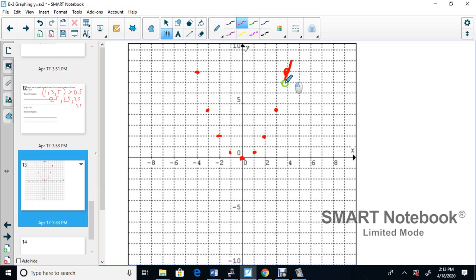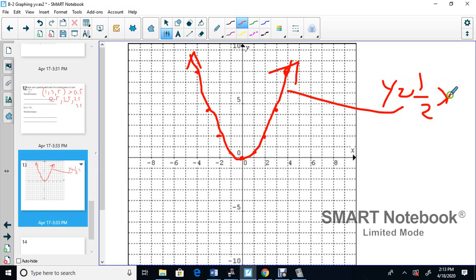Let me try to connect these points with a nice curve as best as I can. I'm coming down here, connecting, and coming up as best as I can. And I put my arrows on the end. And let's label it over here. Y equals half x squared. It's a little bit messy there. Very hard to write on the screen.